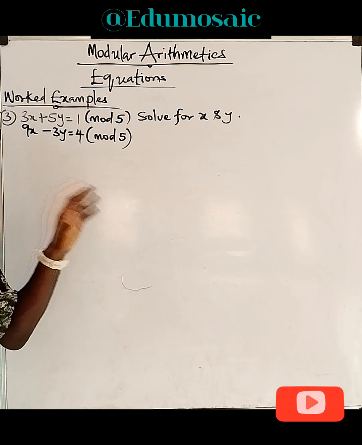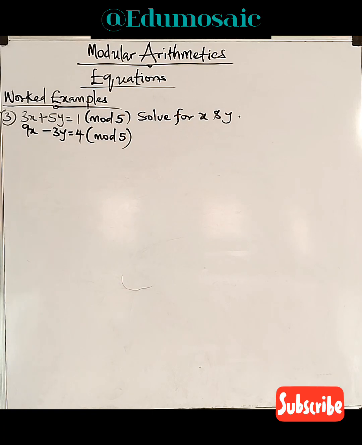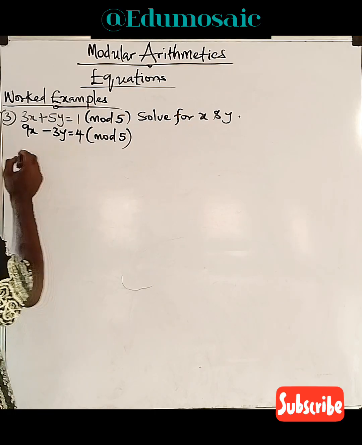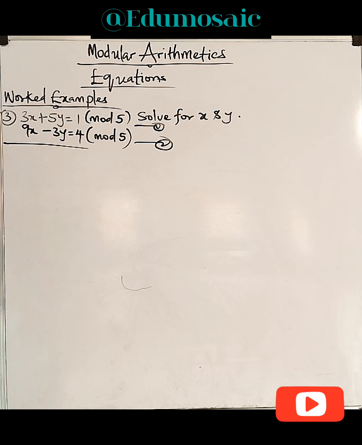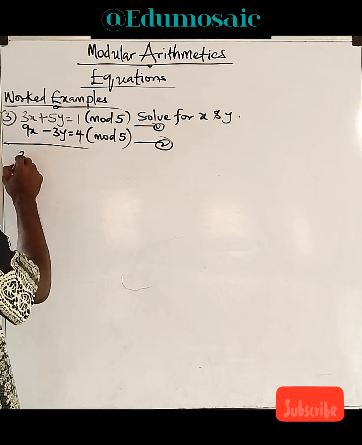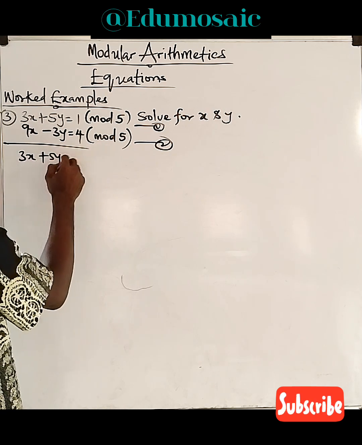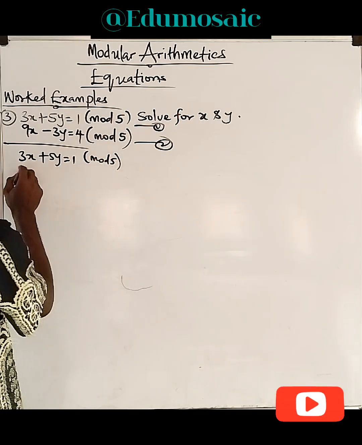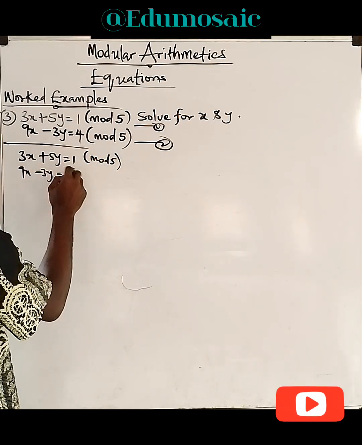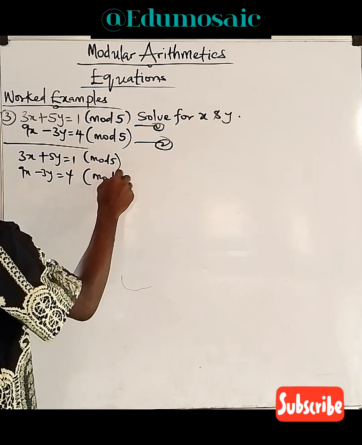You're going to be using the elimination method here. That will help us to hasten things up. So what are we going to do? This is equation 1, and this is equation 2. We're going to write them out first. 3x plus 5y equals to 1 in modulo 5. Then 9x minus 3y equals to 4 in modulo 5.